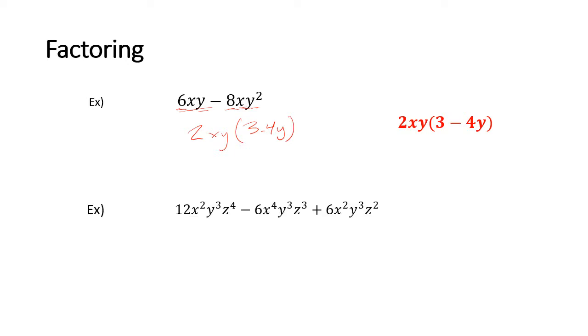This one is a little more tricky because there's more to it, but again, we can say, okay, what's in common between a 12, a 6, and a 6? A 6. What's in common between x squared, x cubed, x to the fourth, and x squared? An x squared.